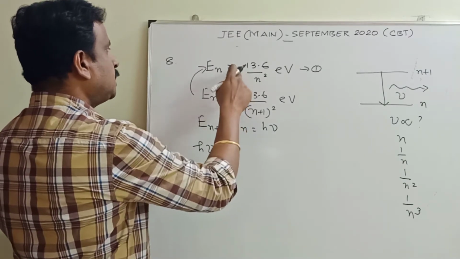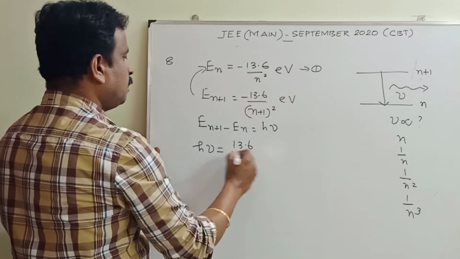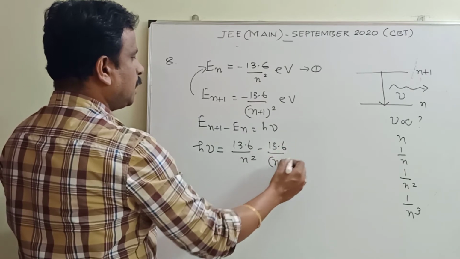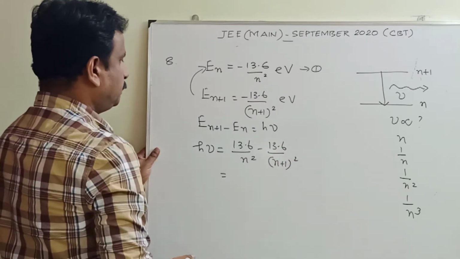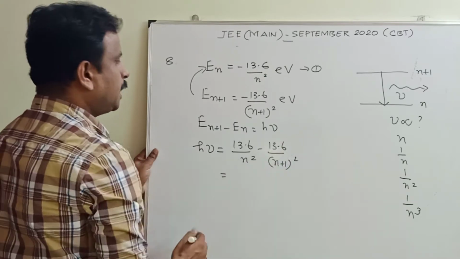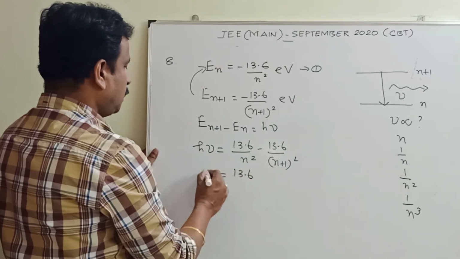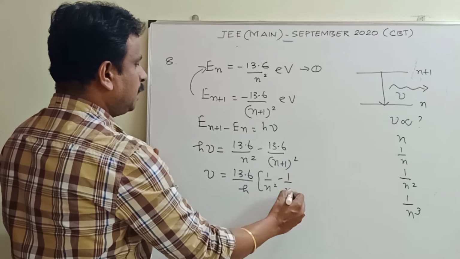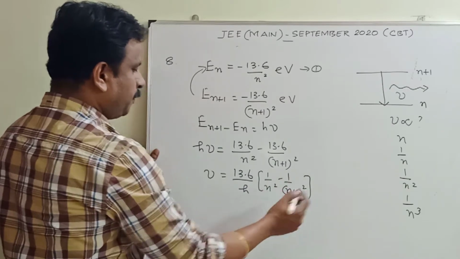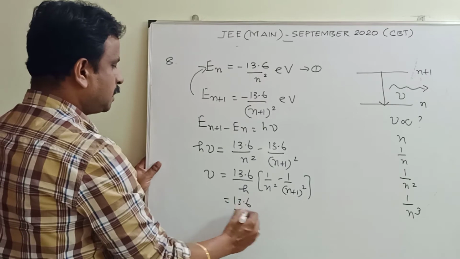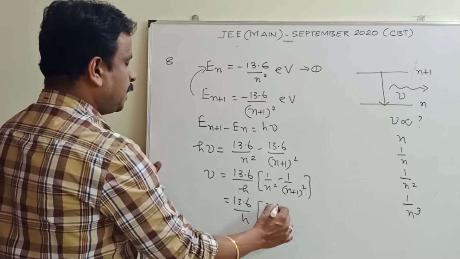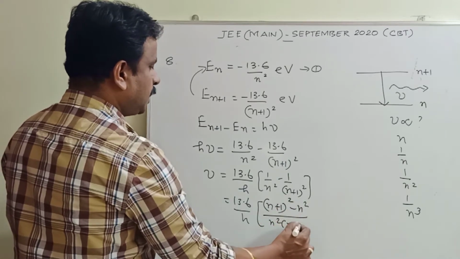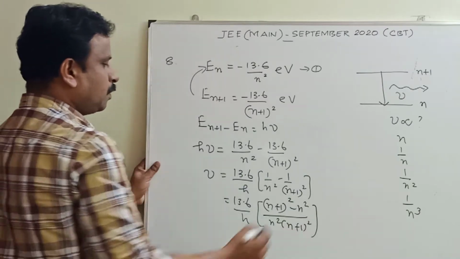Am I right? Okay. So h nu is equal to E n plus 1, this is the first term, and this will be minus of minus, this becomes plus. So 13.6 by n square minus 13.6 by n plus 1 the whole square. Right. Okay. Electron volt will be cancelled. So the frequency is 13.6 divided by h into 1 by n square minus 1 by n plus 1 the whole square. Now simplify this expression, you will get 13.6 by h into cross multiply, n plus 1 the whole square minus n square divided by n square into n plus 1 the whole square. Am I right? Okay.